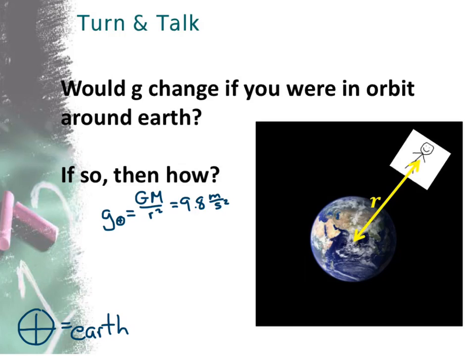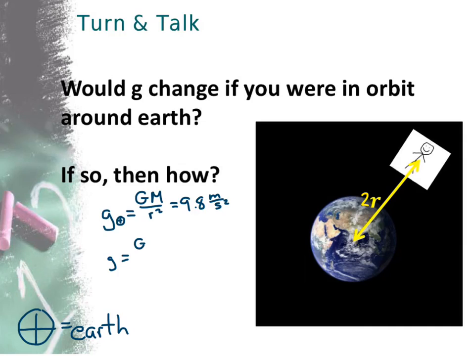Well, what is going to happen if we decide to go up into space a distance of twice the radius of the Earth? I'll let you think about that for a little bit. Look at this equation and tell me what might happen if we decide to go a distance of twice the radius of the Earth. What will happen to our acceleration due to gravity?